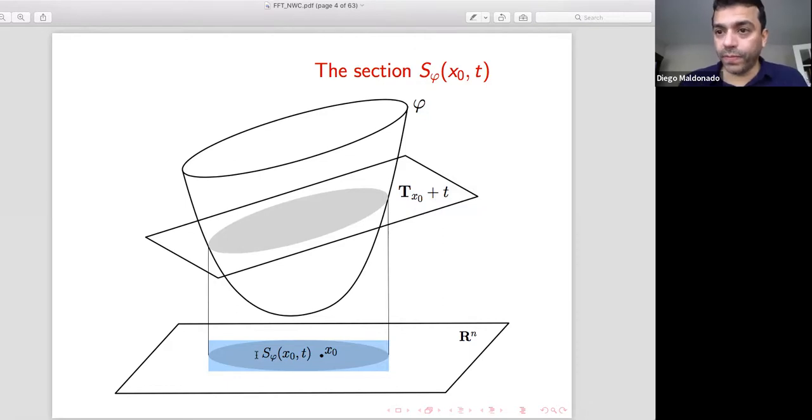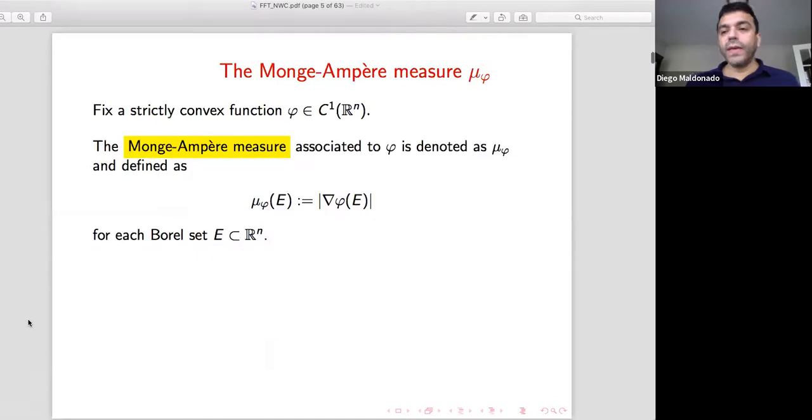Notice that although we call x0 the center of the section, it doesn't have to be necessarily the center of mass of the section. We just call it the center, but it doesn't have to be the center of mass of the set.